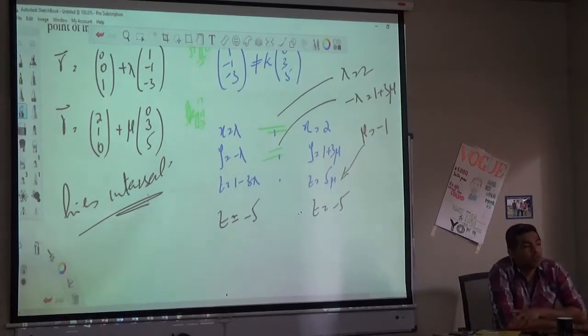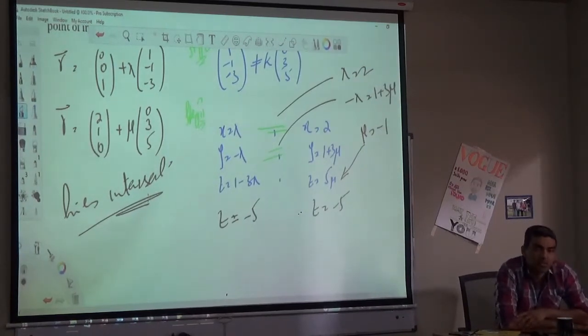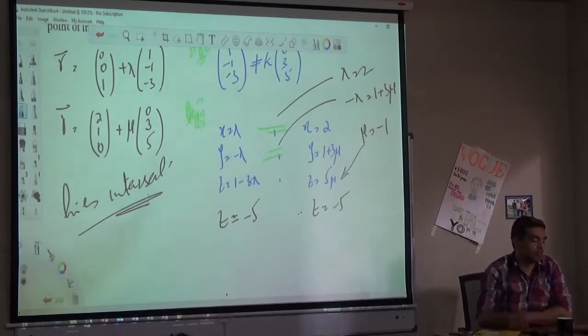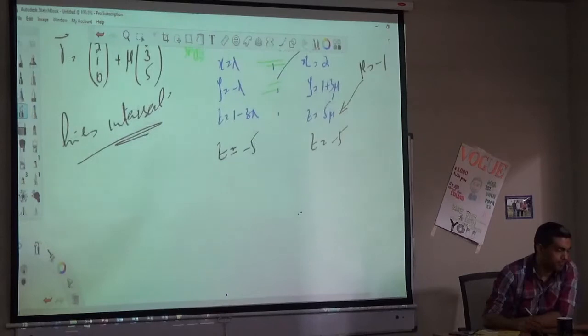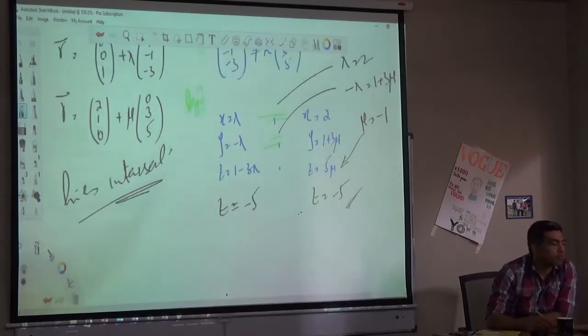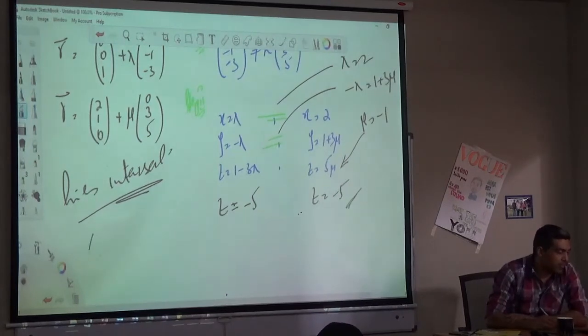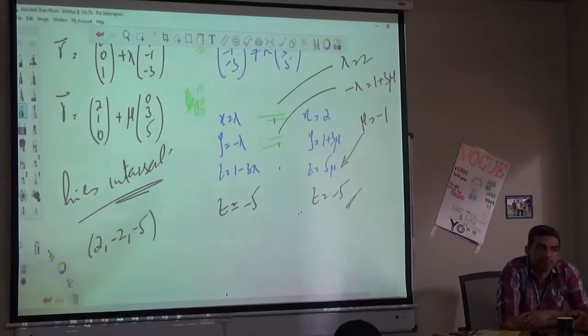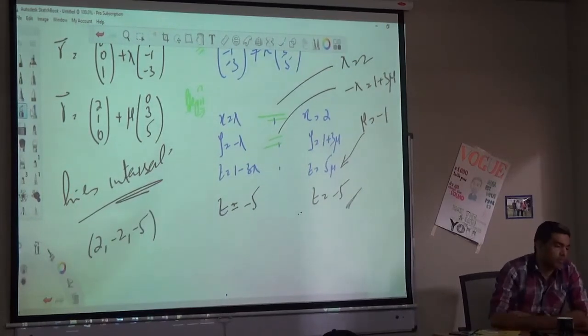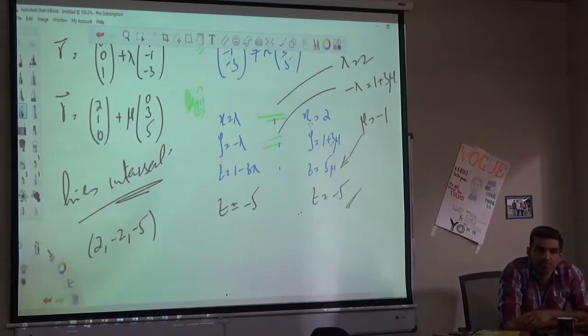We need to give the position vector for the point of intersection as well. So you already have the z value with you. You just need x and y now. Either you can plug in the lambda here or you plug in the mu here, you will get the same value of x and y. So I guess the point of intersection is coming out to be 2, minus 2, minus 5. Check. Plug the lambda here, or you can plug the mu here, you get the same x and y.